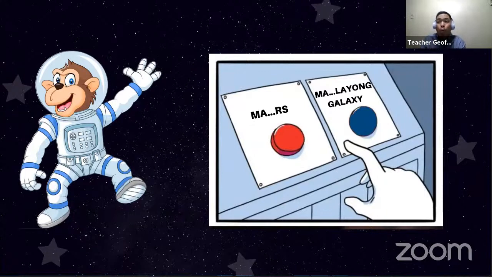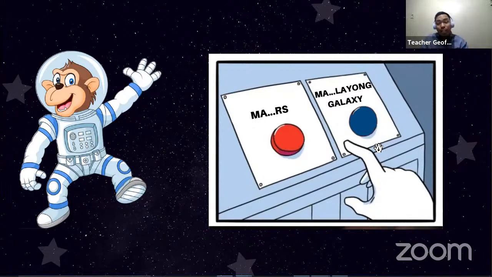Can anyone tell us what button Monkey should push in order to go to Mars? Anyone who wants to clap his hand so I can call him or her? Anyone? What button? Okay, Joseph, what button should Monkey push in order to magically be transported to Mars? Okay, you can unmute now and tell me the color of the button. It's either red or blue. Yes, Joseph. Sir, my answer is the red button. The red button. That's actually right.